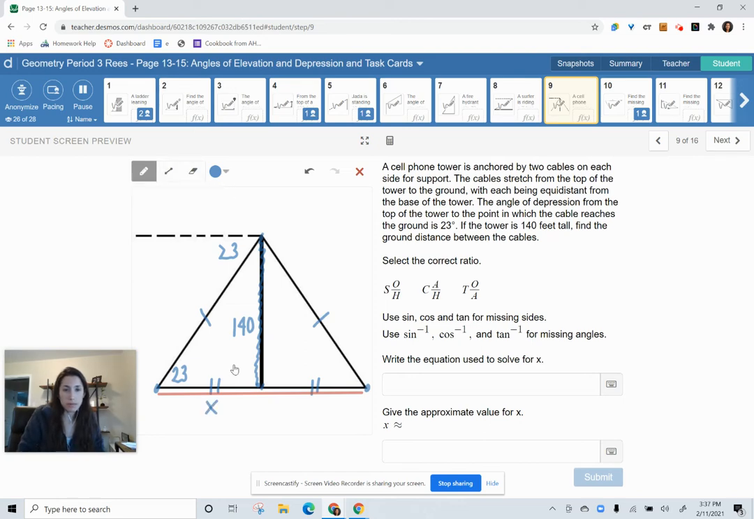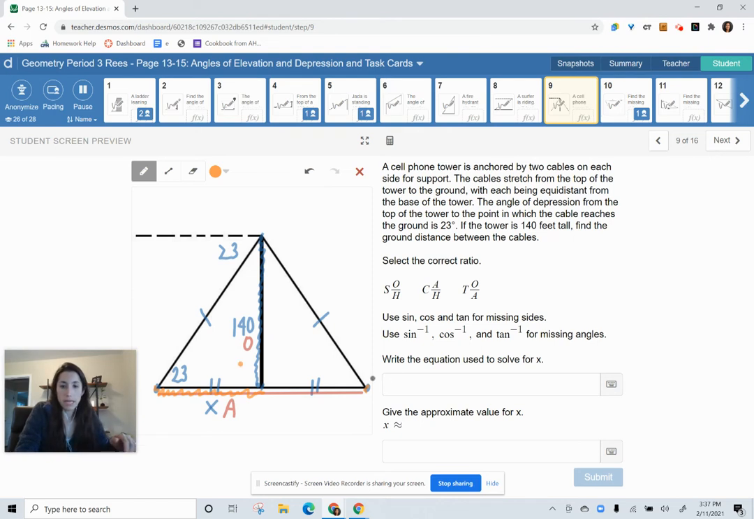We've got opposite from 23 degrees, we've got opposite, we've got adjacent. So you're going to solve for x, but know that when you solve for x, you are only solving for this length here. Essentially, that length can be doubled to get the length between the 2 cables. So you're just going to need to multiply your answer by 2 at the end of that.